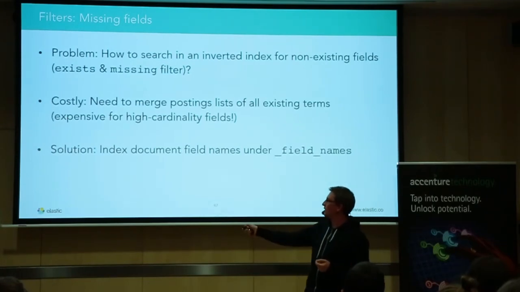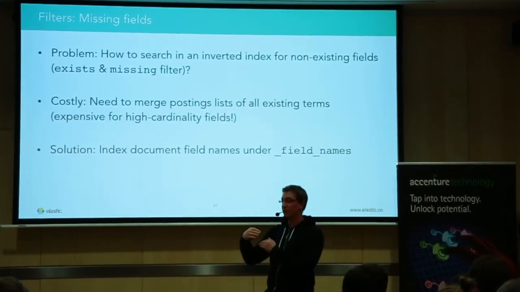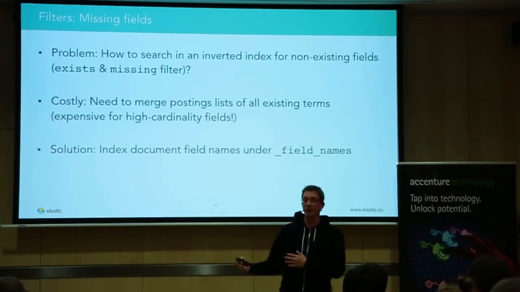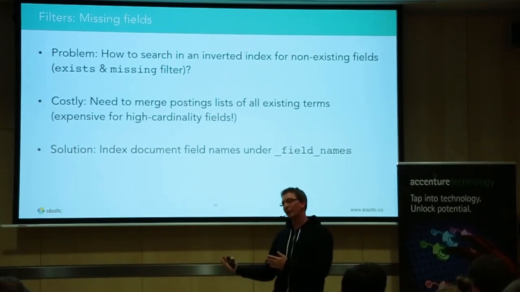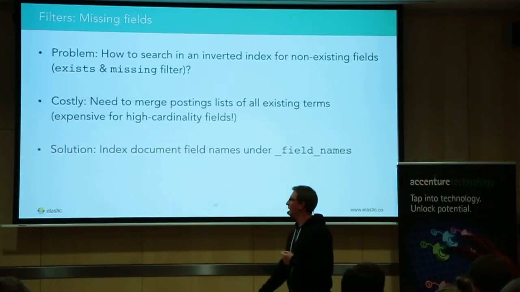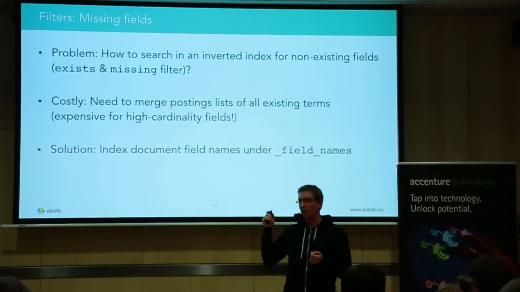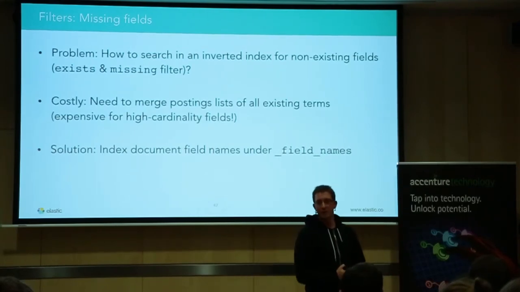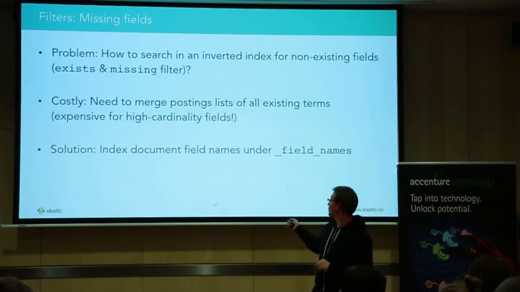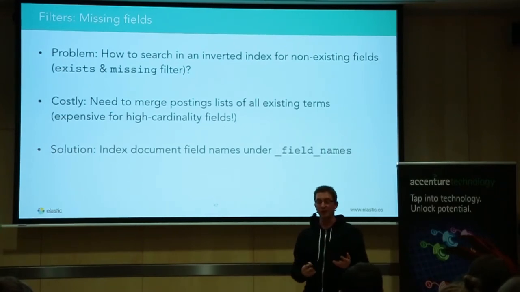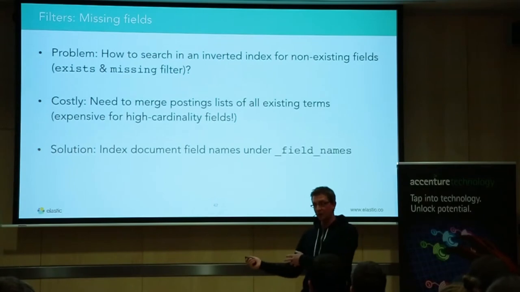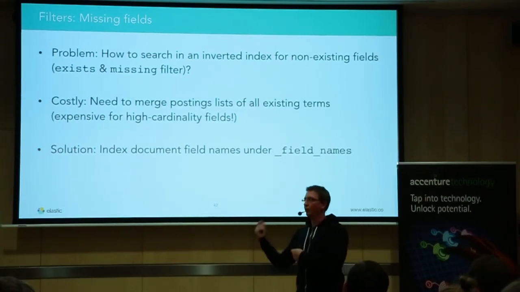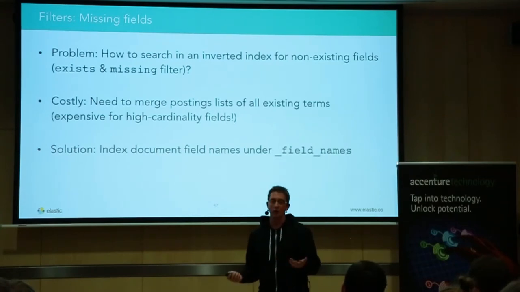The costly solution would be to merge the posting lists of all of your documents which are in this field, and compare them with all of the documents in this index. The problem is, this doesn't scale. This might be fast with 1,000 documents, or 1,000,000 documents, but with 1,000,000,000 documents, this becomes a really expensive operation. So the solution is pretty simple. You just have your own field where you index all of the field names, because suddenly your query is really small. You just need to check the field names field to see if a document contains a field name or not. This is kind of the inverse of the all field, where we took all of the values of a JSON document. In this example, we just take all of the field names of a JSON document and store them in their own field to make sure it's fast.